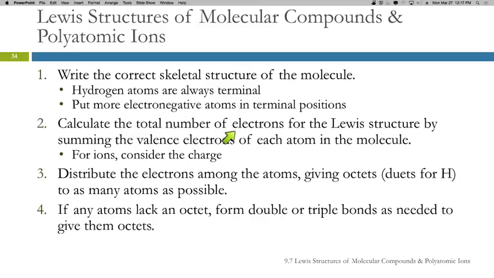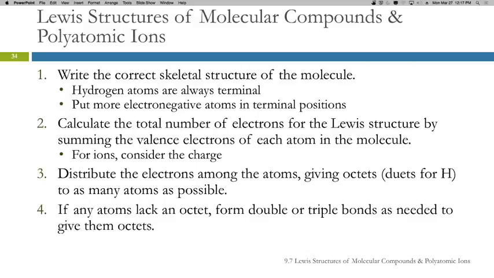And electrons for the Lewis structure are going to be the valence electrons. So you look at the valence electrons for each atom and you add them up. And then if you have an ion, you have to consider the charge. A positive ion, you have to subtract some electrons. A negative, you have to add.